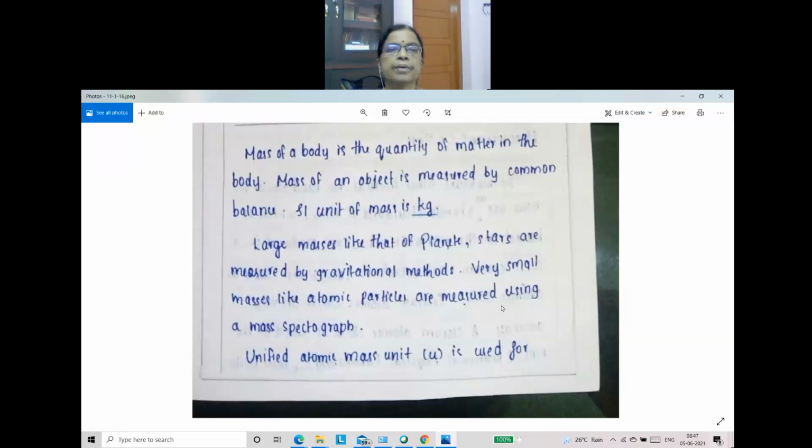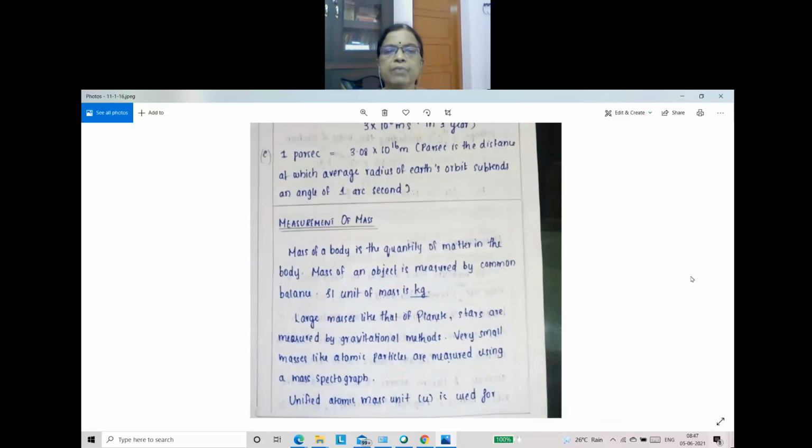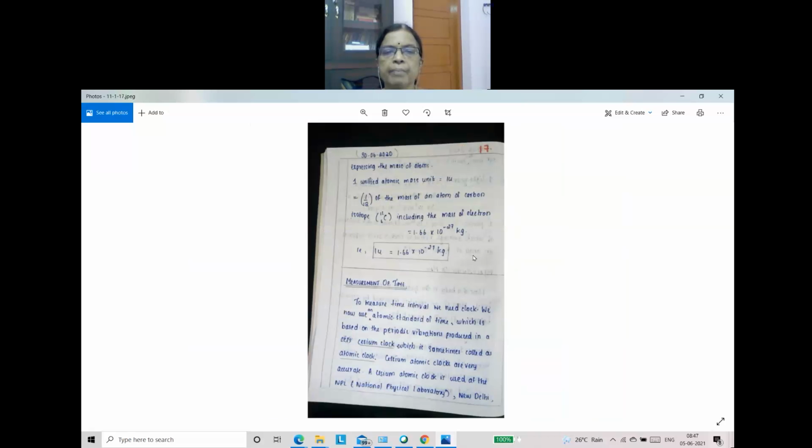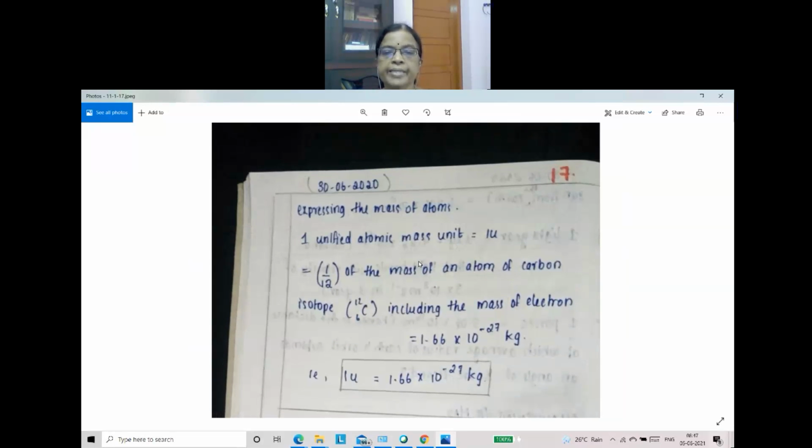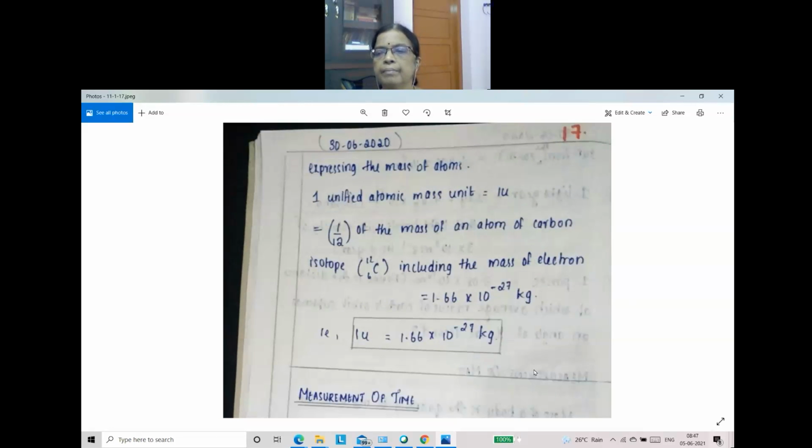Then AMU, what is AMU? Next, 1 AMU. One AMU is 1/12th the mass of an atom of carbon-12, including the mass of the electron, and its conversion.